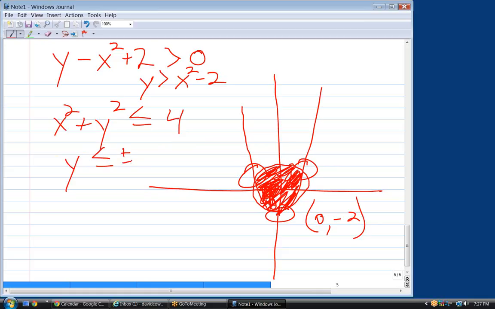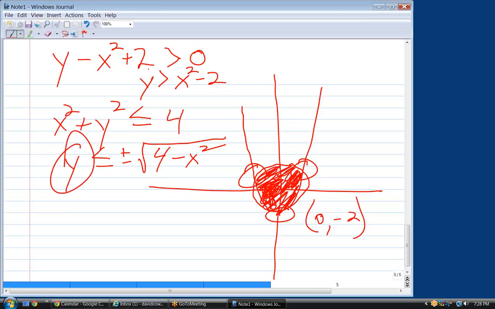First of all, it's the plus or minus square root of 4 minus x squared. In other words, all I'm going to do is move the x squared to the other side, negative x squared. And it's plus or minus because whenever you take the square root of an equation, you always start out with plus or minus as your answer.